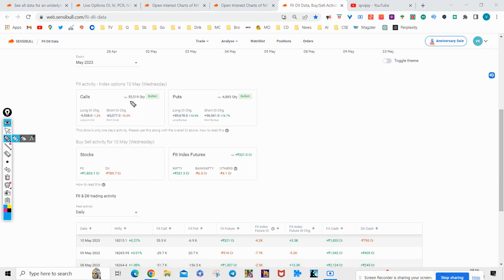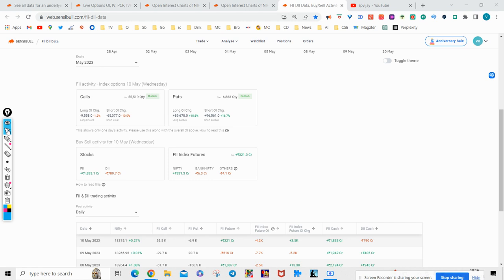For example, FIIs bought calls and they sold some puts. Although this number is very negligible, the net effect is that it is bullish data because they've bought a lot of calls and sold puts, and they've also bought some quantity of index futures, and cash buying has been going on for many days. So the EOD data is bullish.